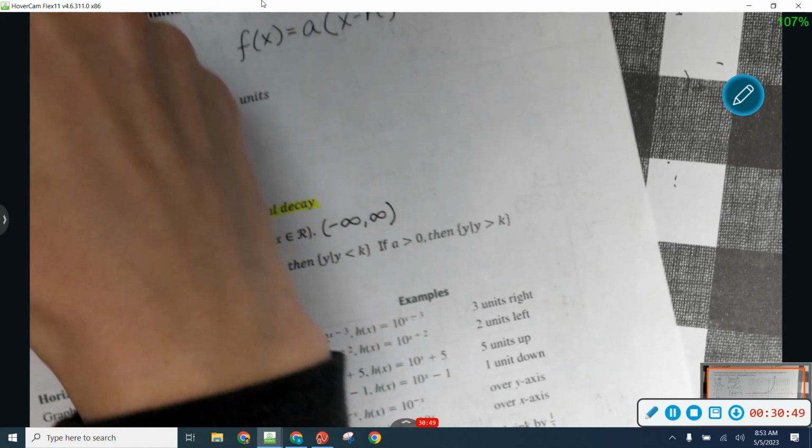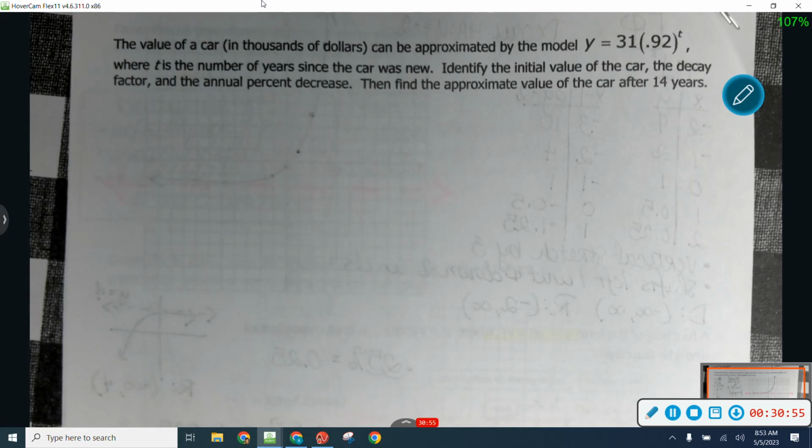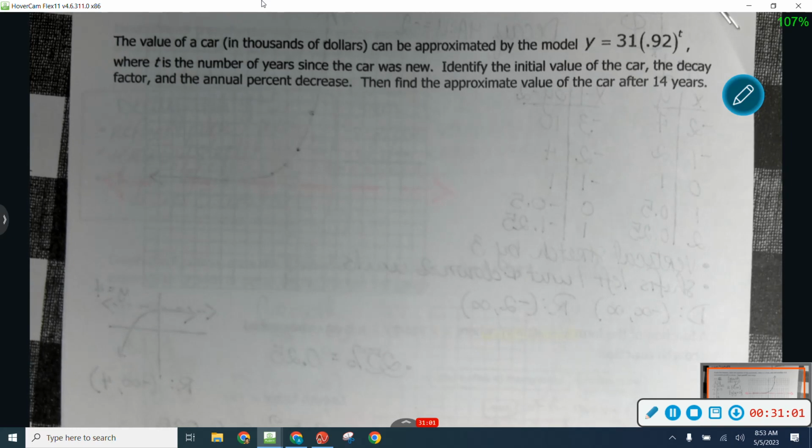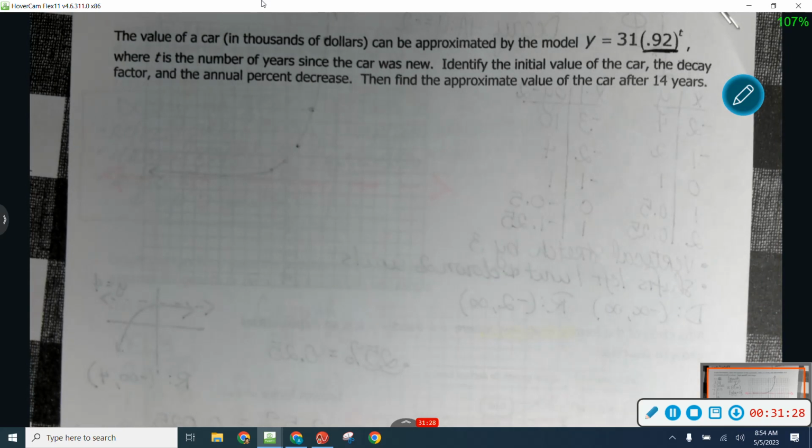Okay? So then our next example talks about the value of a car. The value of a car in thousands of dollars can be approximated by the model y equals 31 times 0.92 to the t power, where t is the number of years since the car was new. Identify the initial value of the car, the decay factor, and the annual percent decrease. Then find the approximate value of the car after 14 years. So if it never said percent decrease, how could you tell that this is a decay? That's less than 1, right? If your base is greater than 1, it's a growth. If it's less than 1, it's a decay.